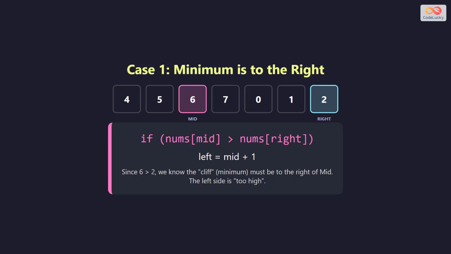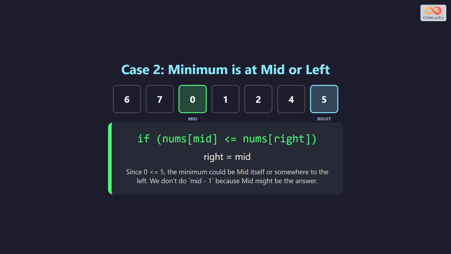In our binary search, if the middle element is greater than the rightmost element, it means the middle element belongs to the left sorted portion. This implies the smaller numbers, and thus the minimum, must be somewhere to the right. So, we move our left pointer to mid plus 1.